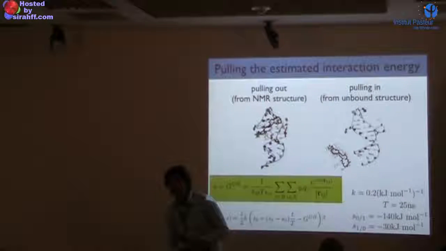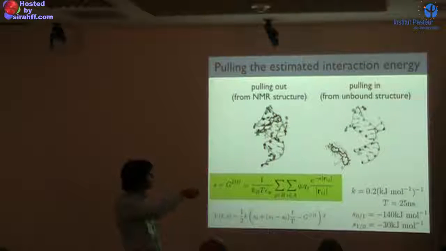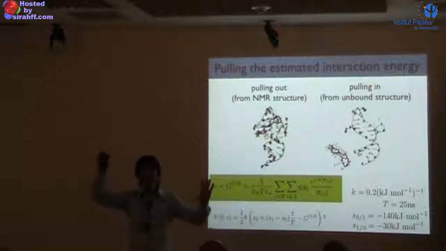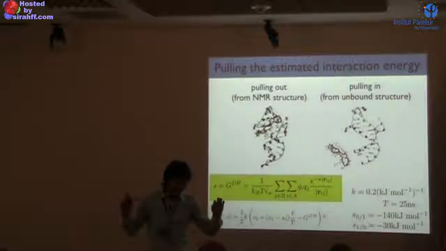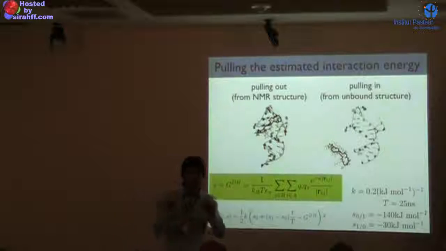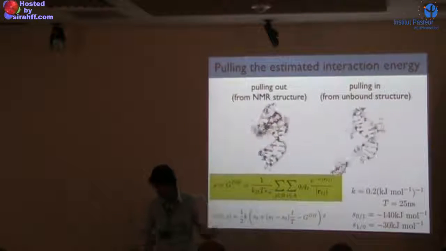And what we can do, we can start from the NMR structure, so from the experimental structure, and pull out the ligand, or start from some random unbound structure and pull in the ligand. Pull in, which means we force the interaction energy to decrease, and then we see where it goes. We don't enforce it to go to the right place.